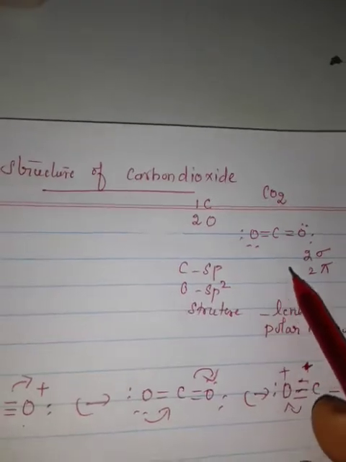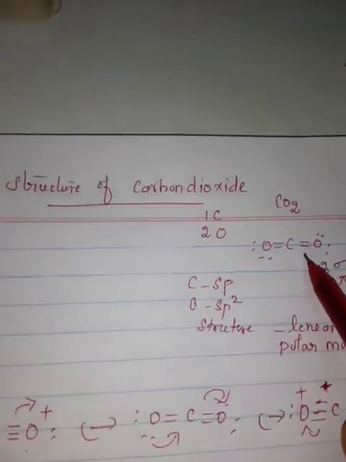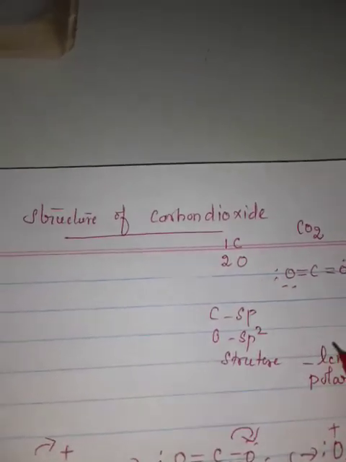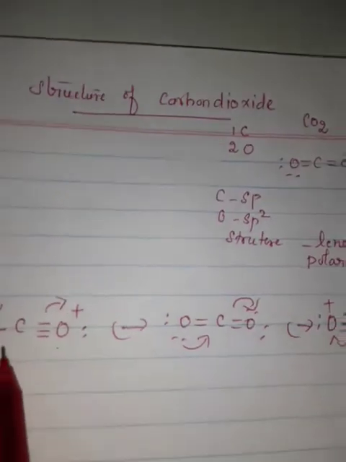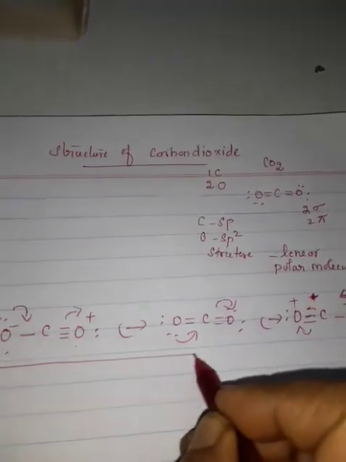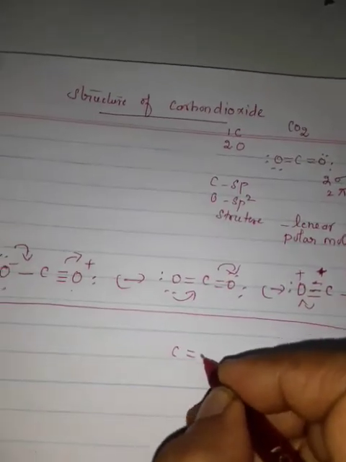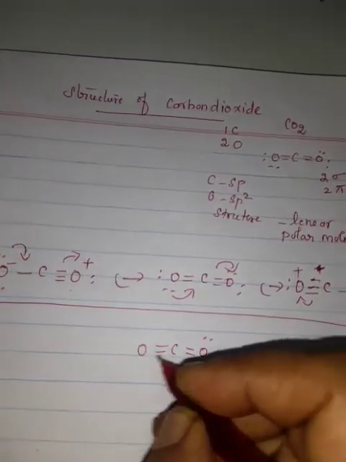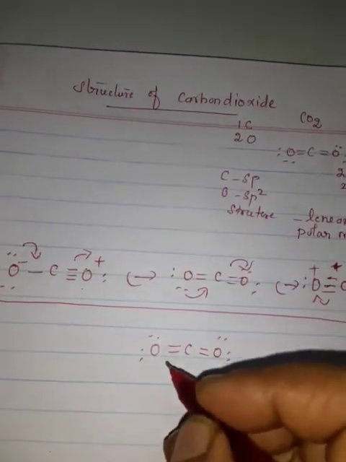So why is this structure stable? One more explanation: no separation of charges. Both are equal. So this is the structure, as it is given in the book. How can we write it? The stablest structure is C double bond O, double bond O, with two lone pairs on each oxygen.